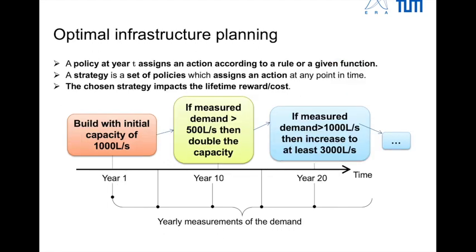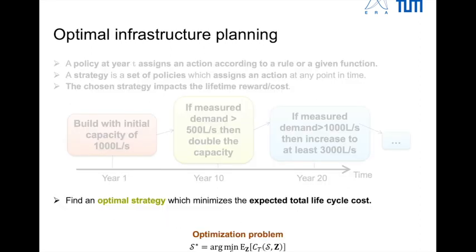However, we can structure our decisions by following a set of policies. A policy is a function that assigns an action based on our knowledge of the system. The strategy will be the set of policies for all the years, and obviously the chosen strategy will impact the lifetime reward cost. The aim of our problem, finally, is to find an optimal strategy which will minimize the expected total lifecycle cost, as shown by this equation.